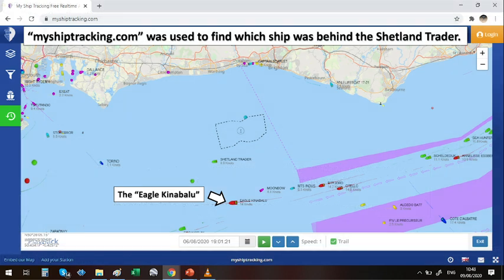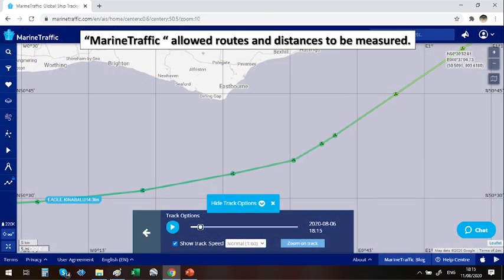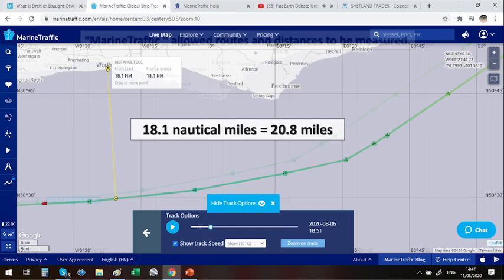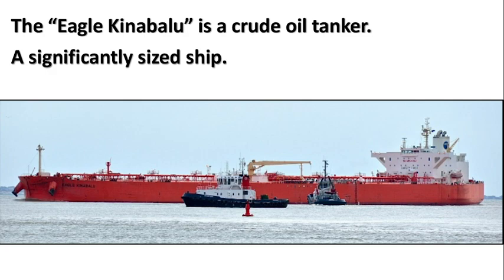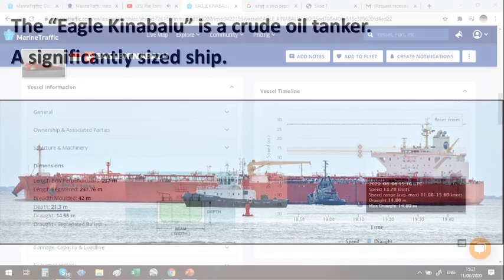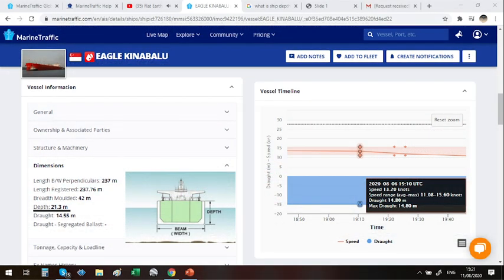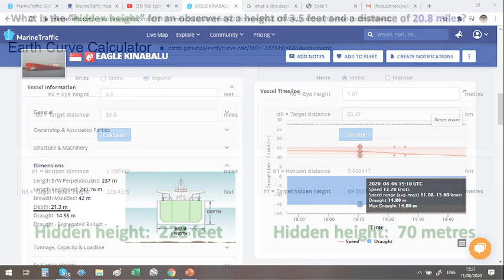MyShipTracking.com was used to find which ship was behind the Shetland Trader. Marine traffic allowed routes and distances to be measured. 18.1 nautical miles equals 20.8 miles. The Eagle Kinabalu is a crude oil tanker, a significantly sized ship. Note the depth is 21.3 meters.